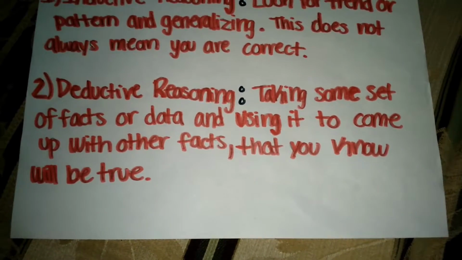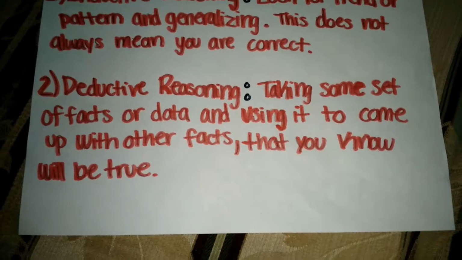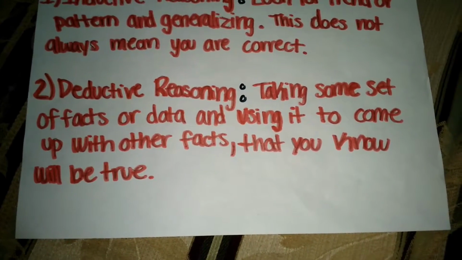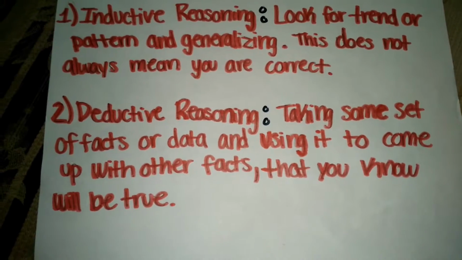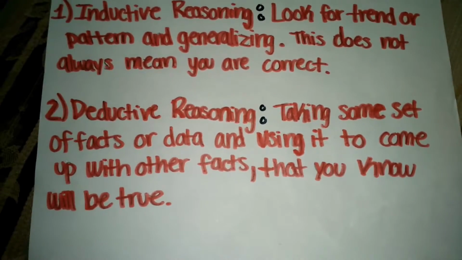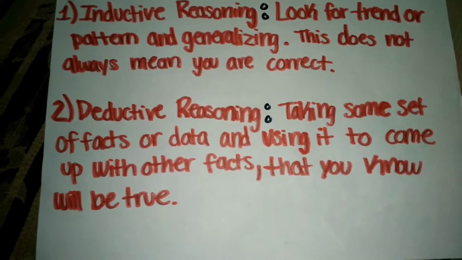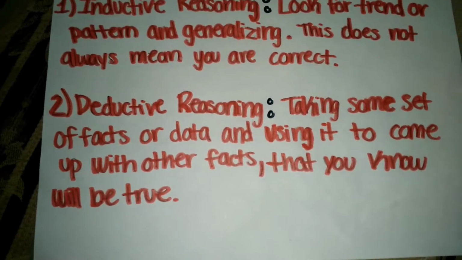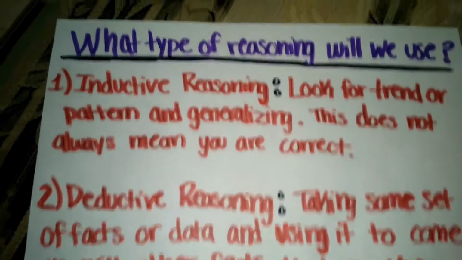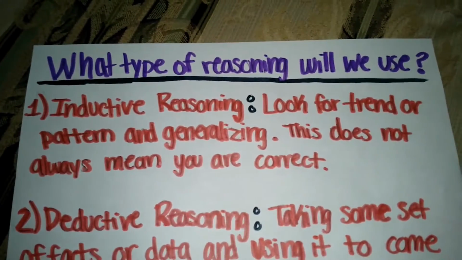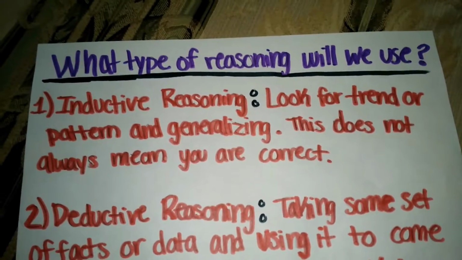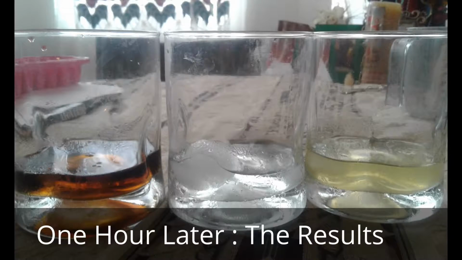And then the second type of reasoning is deductive reasoning. Deductive reasoning is when you take some set of data or facts and use it to come up with other facts that you know will be true. An example of this, back to Harold, is if we say all men are mortal, Harold is a man, therefore Harold is mortal. For this experiment, we're using inductive reasoning. We're saying that because we know that soda is denser, it will melt slower than water. Okay, awesome.